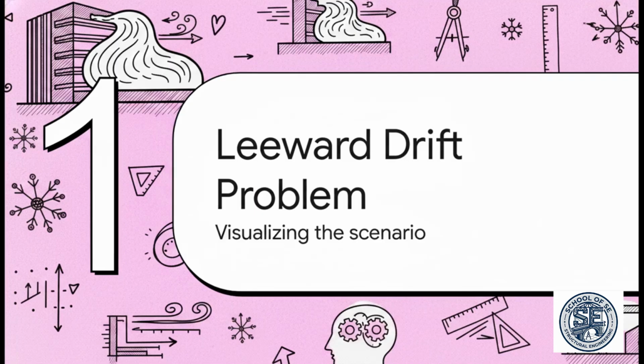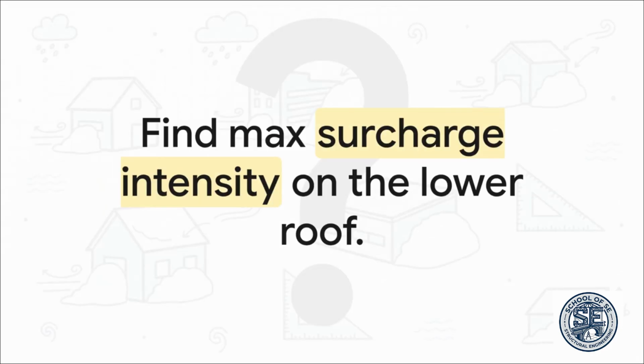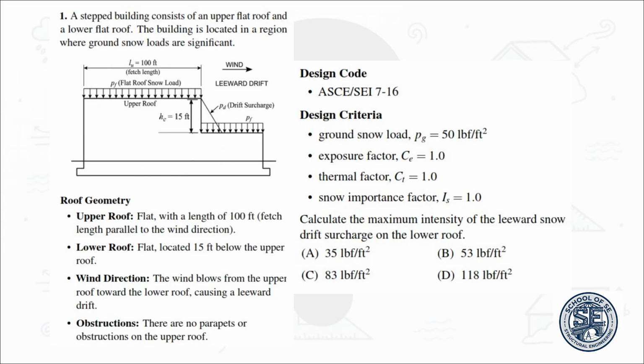Okay, Section 1, the leeward drift problem. Let's put ourselves right there in the exam room and look at the exact problem statement you need to solve. All right, picture this scenario. We've got a stepped building. There's an upper flat roof with a 100-foot fetch length. The wind is blowing parallel to this fetch, picking up snow, carrying it off the edge, and just dumping it down onto a lower flat roof sitting 15 feet below. Crucially, there are no parapets or obstructions up there to catch the snow before it falls.